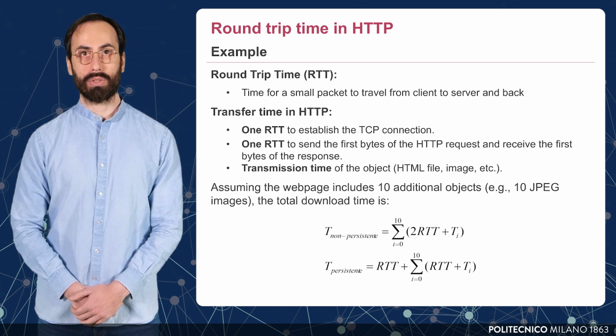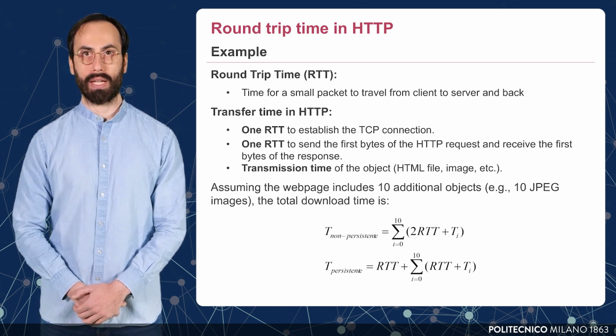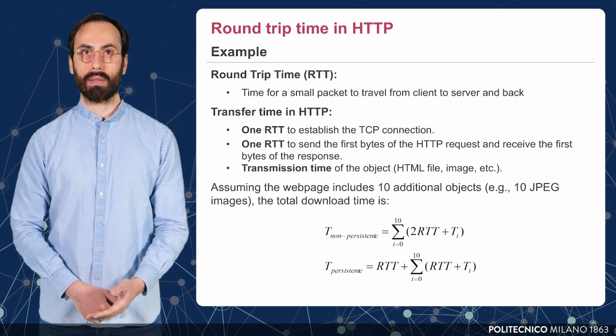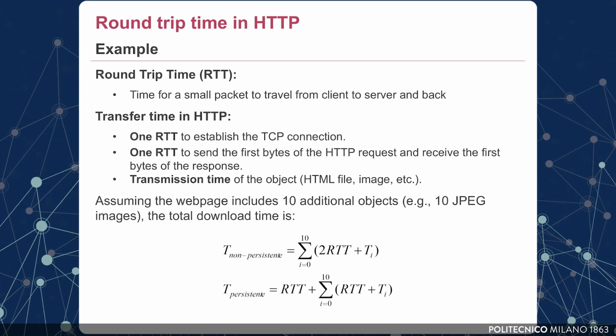When a web page includes additional objects, such as 10 embedded images, the total download time depends on the connection mode. For a non-persistent connection, each object requires a separate TCP connection. As a result, the total time can be expressed as the sum from 1 to 10 of two RTTs plus the single object transfer time.